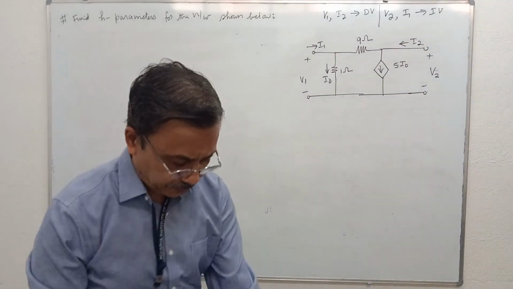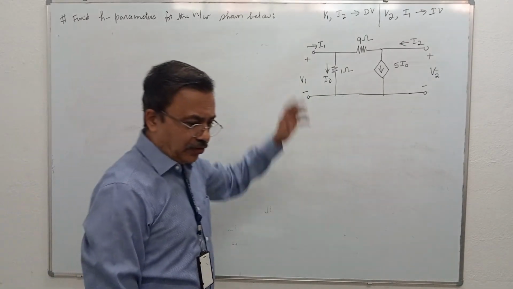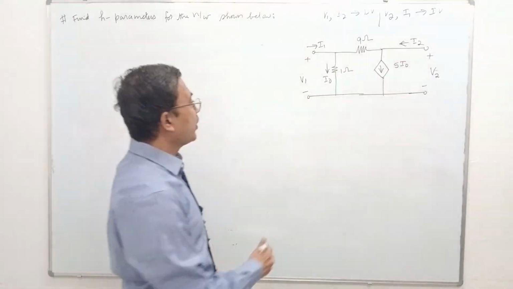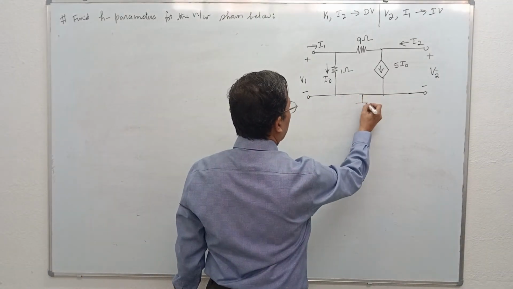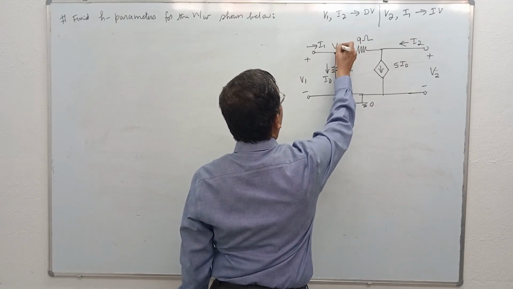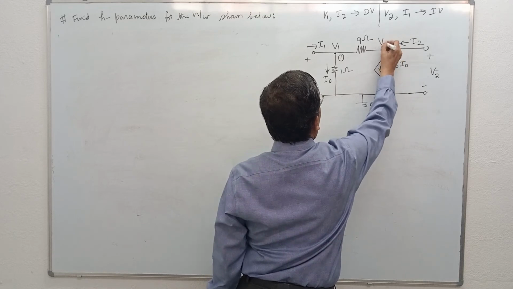This is the problem. Normally in the examination, the problem will contain dependent sources. This I take as a reference node, whose potential is 0. This is node 1, potential of node 1 is V1. This is node 2, potential of node 2 is V2.